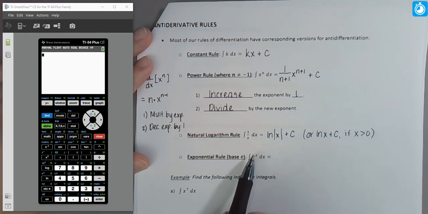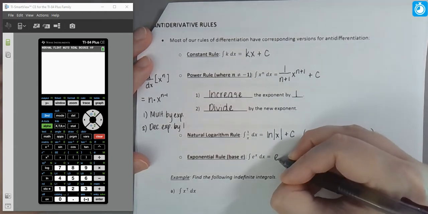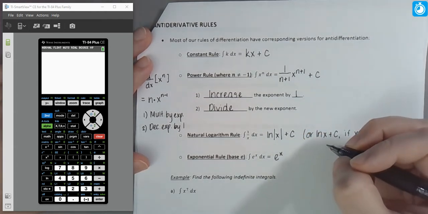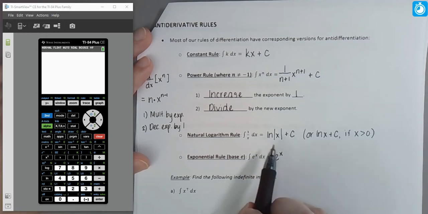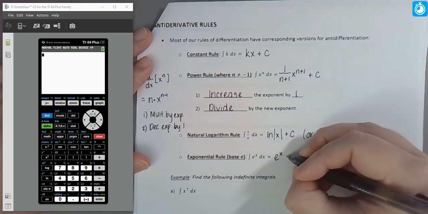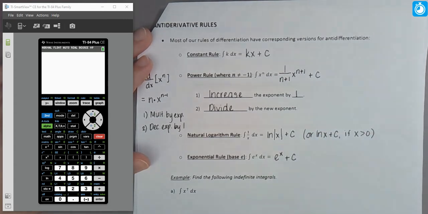If e to the x is our derivative, what function resulted in that derivative? Well, e to the x resulted in that derivative. We differentiate e to the x, we get the same function e to the x. We anti-differentiate e to the x, we also get e to the x. So e to the x plus c.